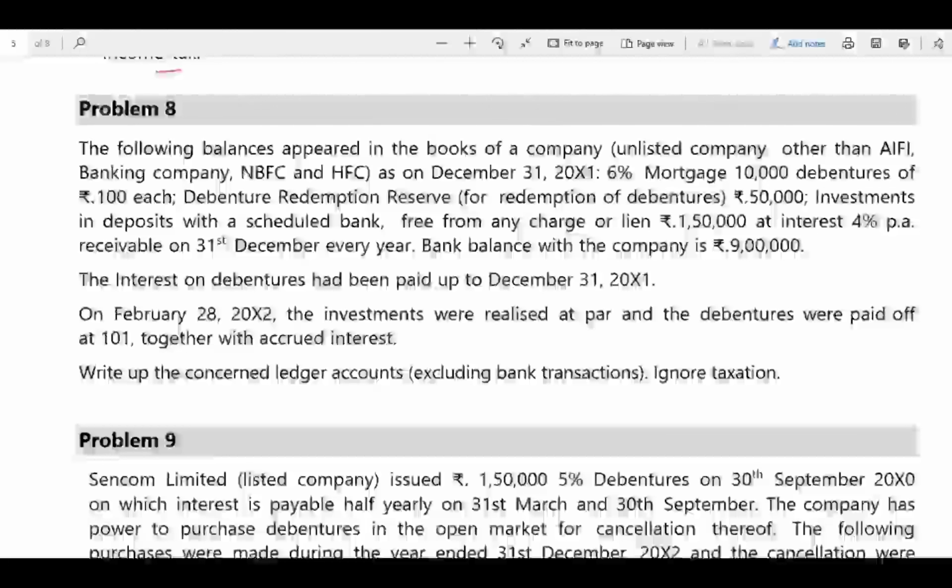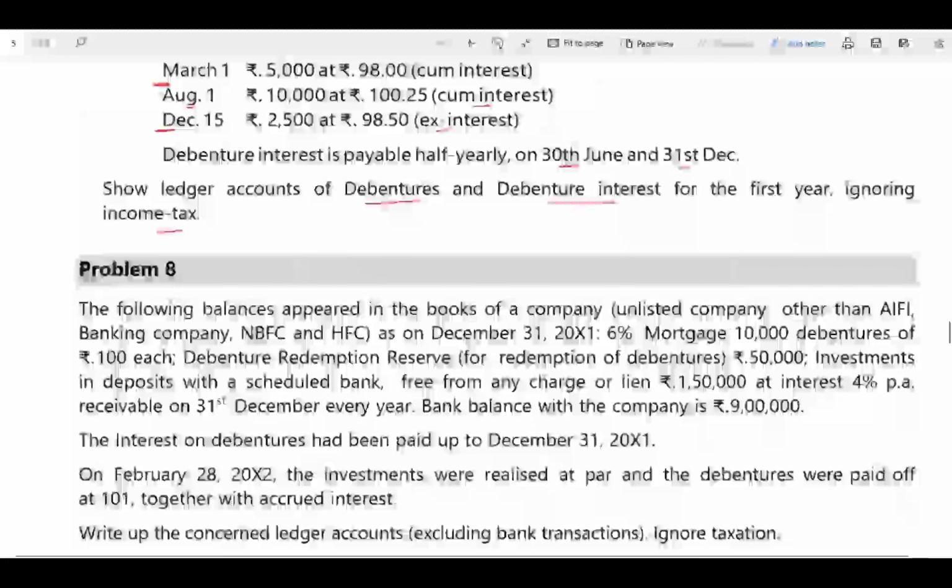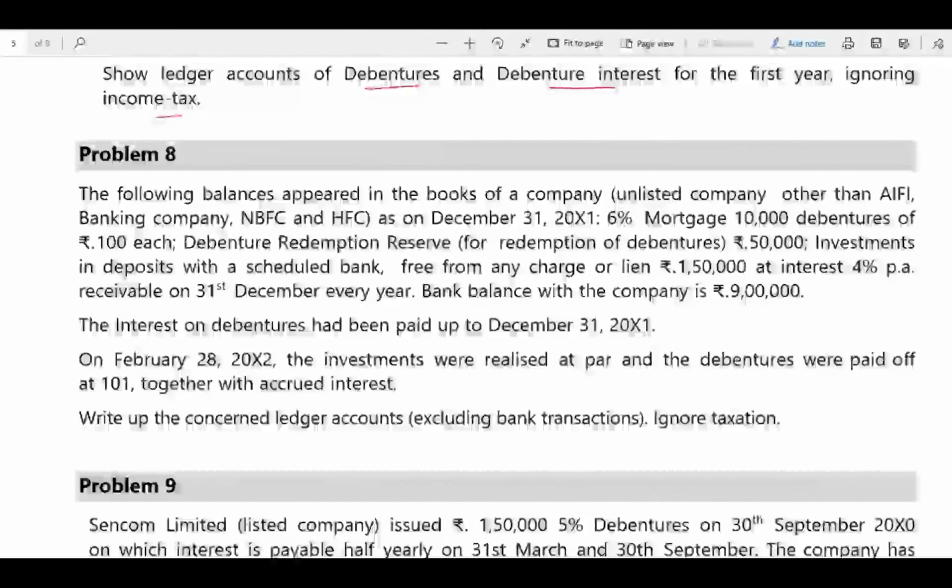So here, my dear friends, in this problem, they have asked just 2 accounts, and moreover, since it is a listed company, DRR is not required. Though in a previous problem, it is a normal listed company, they have not asked about the DRI, since it is already purchased from the open market. Got it? Next, let's go to question number 8.